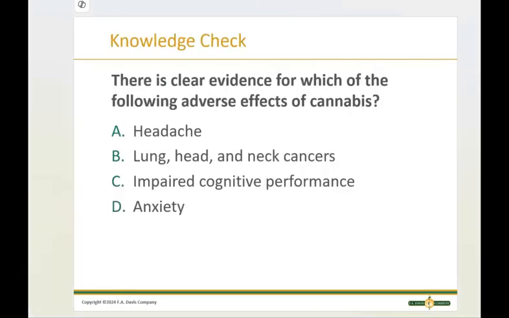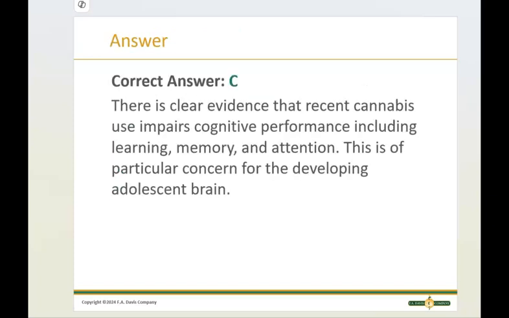Some knowledge checks here. There is clear evidence for which of the following adverse effects of cannabis: headache, lung or head and neck cancers, impaired cognitive performance, or anxiety? And the answer is impaired cognitive performance. We do know that people who use cannabis have decreased learning, memory, and attention span for up to 24 hours. This is really worrisome for the adolescent.